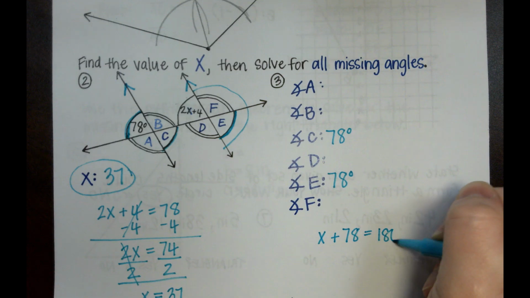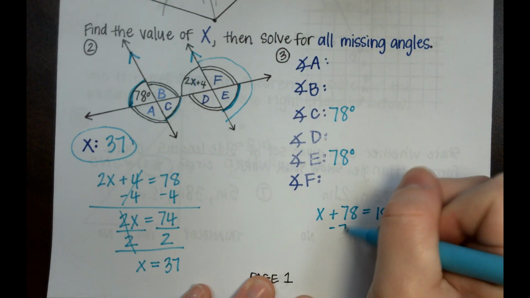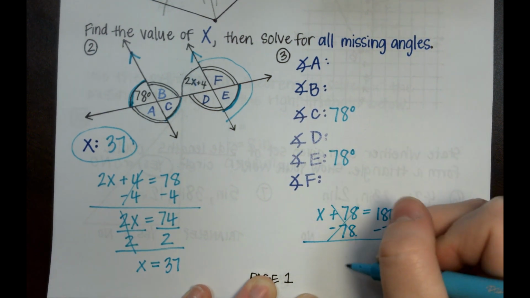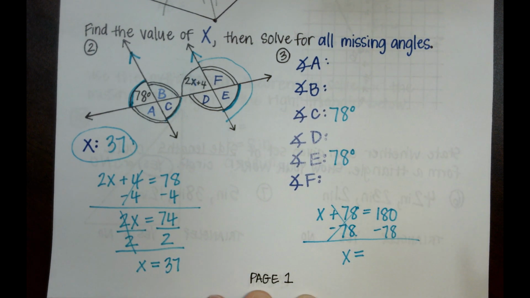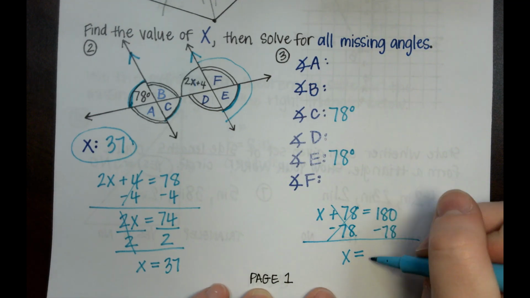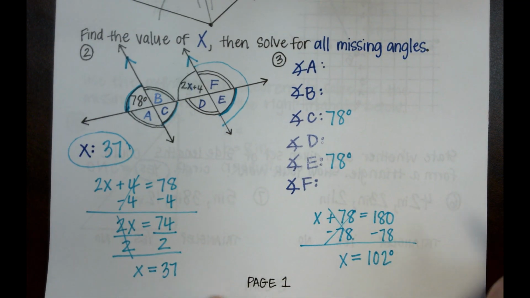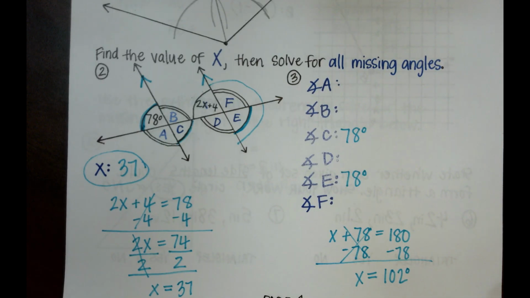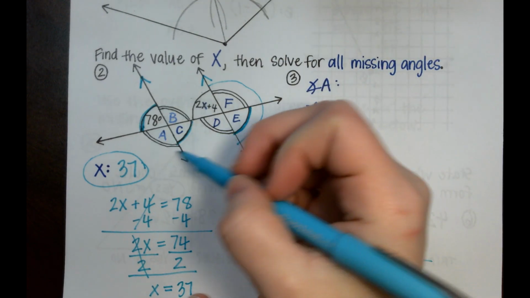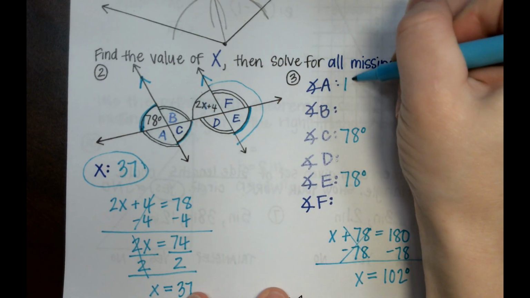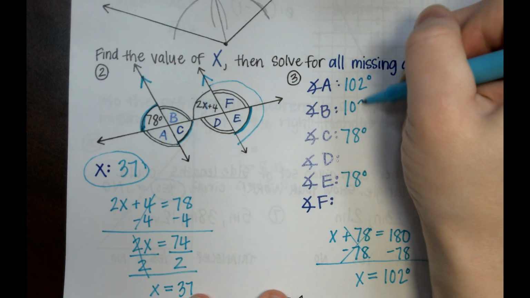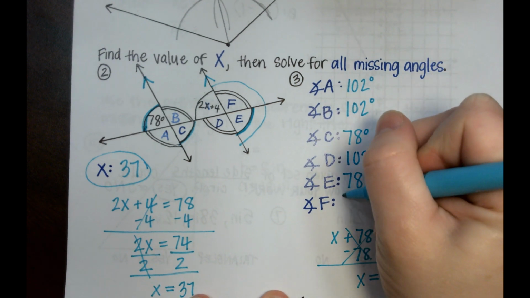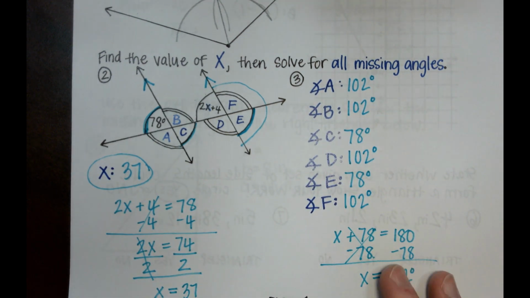Which makes it only a one-step equation. That's right. So we'll just subtract 78. That makes 102. Perfect, 102 degrees. So which angles are going to be 102 degrees? The rest of them, all the rest. Perfect. So angle A, angle B, those are 102. Angle D and angle F, all 102. And that one's finished. Perfect.